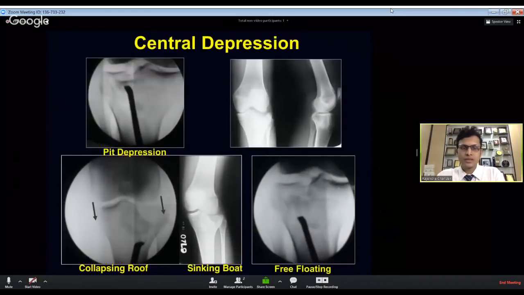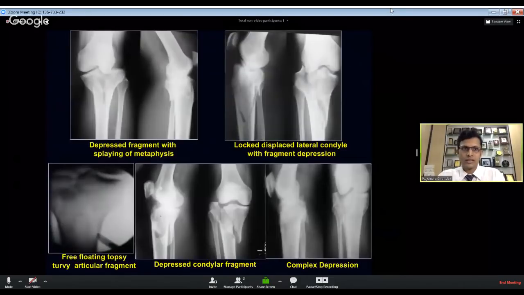So in the central depression, there can be a pit depression, a collapsing roof, a sinking foot appearance, or a free floating fragment. And then there can be a depressed fragment with splaying of the metaphysis. There can be a left distally displaced lateral condyle with fragment depression. You can see on the X-ray. There can be a free floating topsy-turvy articular fragment. The fragment turns upside down. There can be a depressed condylar fragment, and there can be a complete depression.